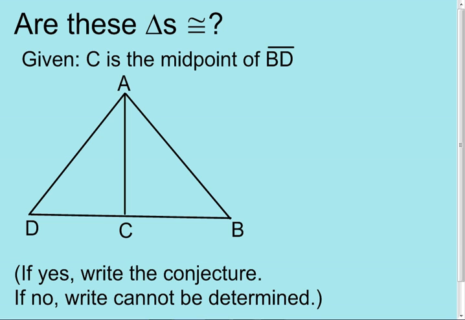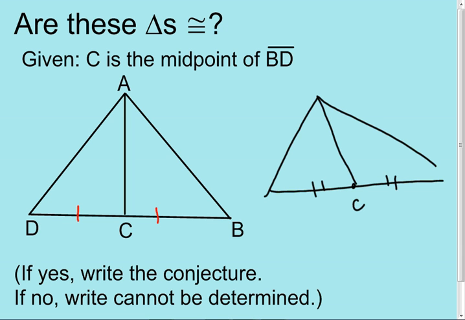Now here's another tricky one. Are these triangles congruent? C is a midpoint. What does that mean? It's exactly the middle. Midpoints aren't 90 degrees. Here's my midpoint, C.